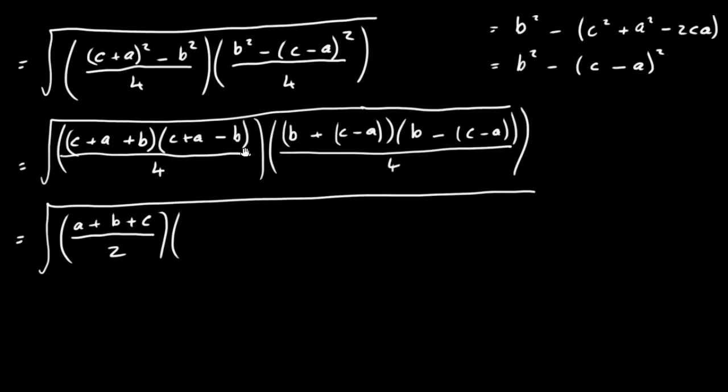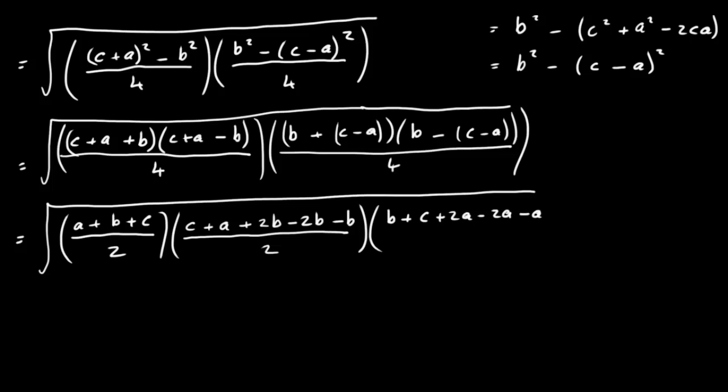Okay, so what I'm going to do with this term here is add and subtract a 2b. So if I do that, I'll end up with c plus a plus 2b minus 2b minus b. And I'm going to put all of that over 2 as well. Now if I do something similar over here, what I've got here is b plus c minus a. So I'm going to add and subtract 2a. So I've got b plus c plus 2a minus 2a minus a. All of that again is over 2.